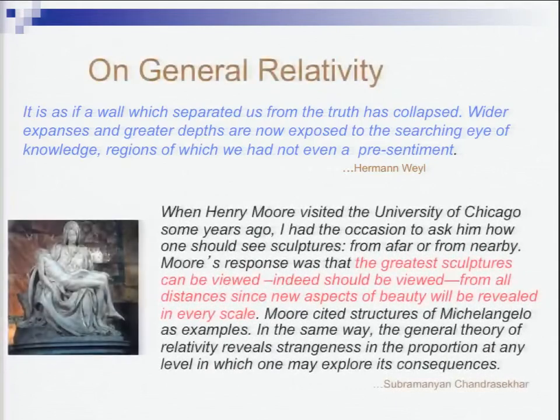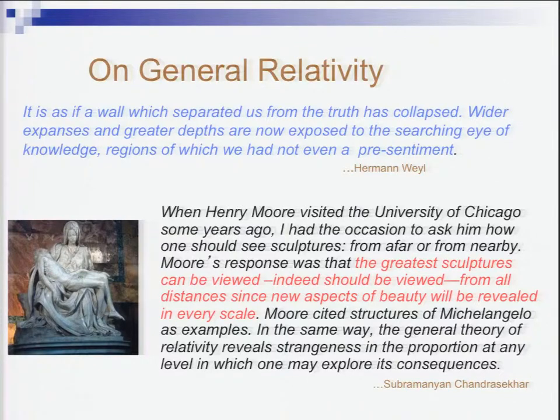And this was recognized quickly by the towering intellectuals at the time. Hermann Weyl, a leading figure in physics and mathematics both, wrote one of the first books on general relativity, Space, Time, and Matter. So here is a quote from Hermann Weyl. He says, "It is as if a wall which separated us from truth has collapsed. Wider expanses and greater depths are now exposed to the searching eye of knowledge, regions of which we had not even a presentiment." It is as though we are all enclosed in this room with the curtains drawn, and we are just accustomed to this room, and suddenly the curtains were opened and out there were beautiful vistas. Suddenly we became aware of it. So that is a sentiment that leading people had about Einstein's theory of general relativity.